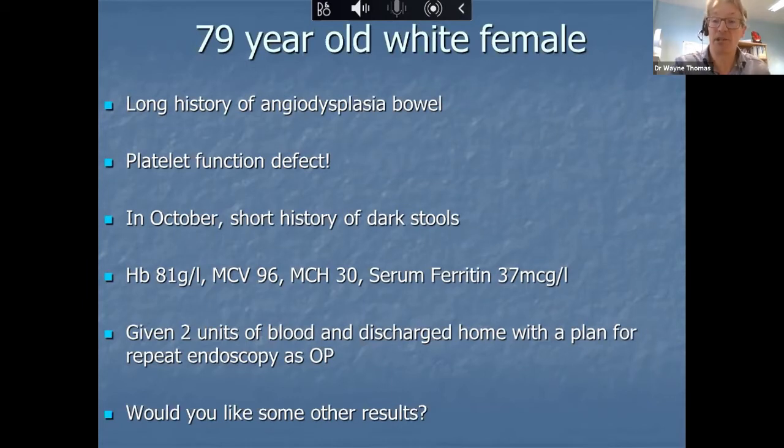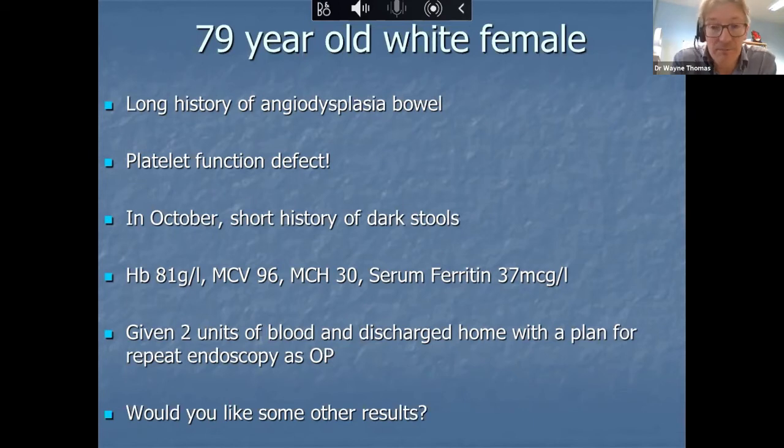But in October, she comes in. She's got a short history of dark stools, and she's anemic. What a surprise! Her MCV is normal. Her MCH is also normal, and her serum ferritin is 37. So look at that: normochromic, normocytic anemia. Just give her some blood. Normal ferritin. So she's discharged home with a plan for repeat endoscopy as an outpatient.